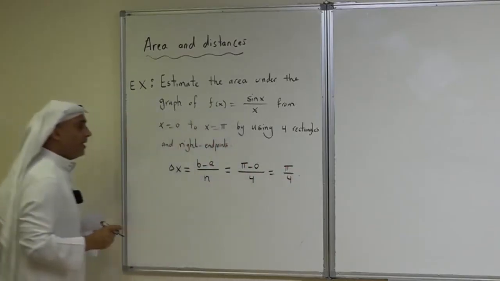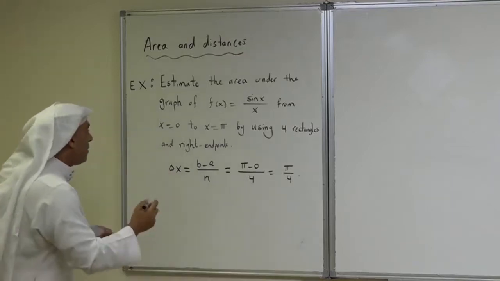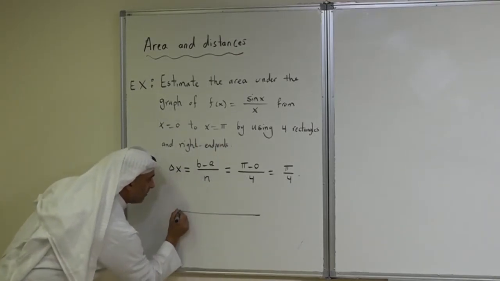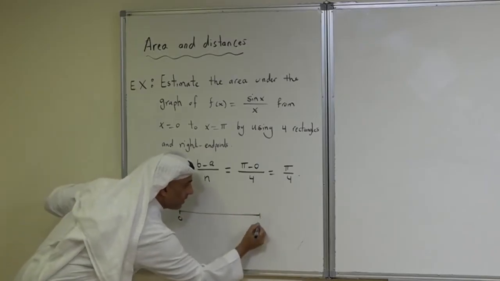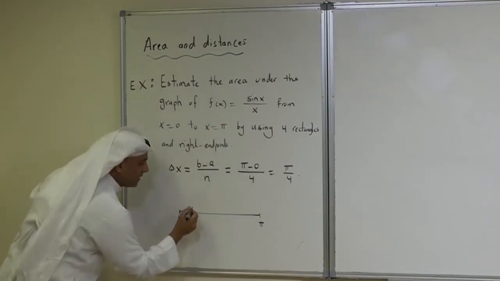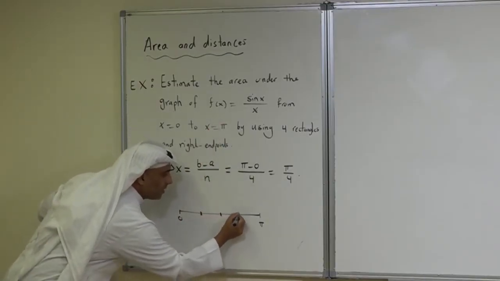Okay, interesting. Now let's come to the interval given and try to partition it. So what do we have? We have from 0 to pi. This is 0 and this is pi. Our delta x is equal to pi over 4, and we need 4 rectangles. So this is one, let us say. This is the second one. This is the third one.